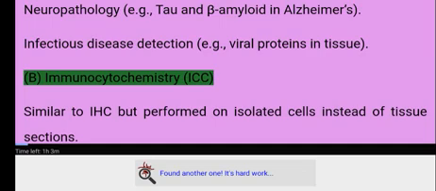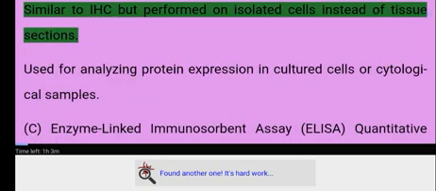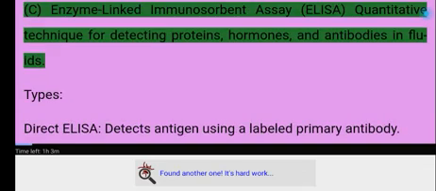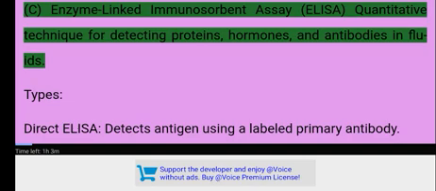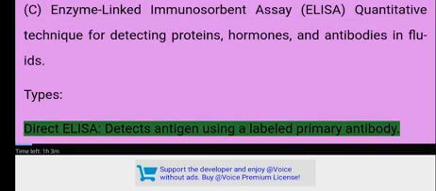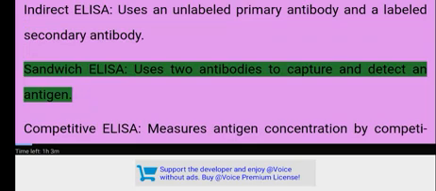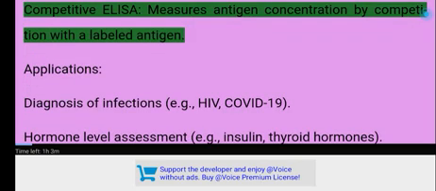B. Immunocytochemistry (ICC). Similar to IHC but performed on isolated cells instead of tissue sections. Used for analyzing protein expression in cultured cells or cytological samples. C. Enzyme-linked immunosorbent assay (ELISA), a quantitative technique for detecting proteins, hormones, and antibodies in fluids. Types: direct ELISA detects antigen using a labeled primary antibody. Indirect ELISA uses an unlabeled primary antibody and a labeled secondary antibody. Sandwich ELISA uses two antibodies to capture and detect an antigen. Competitive ELISA measures antigen concentration by competition with a labeled antigen.